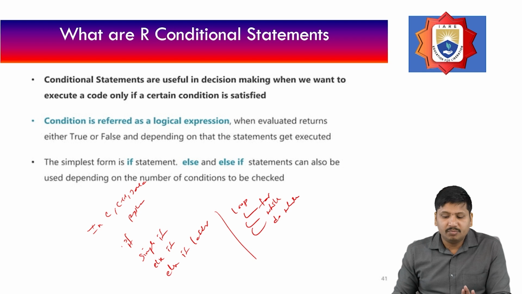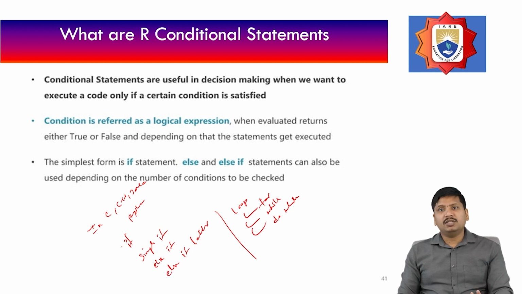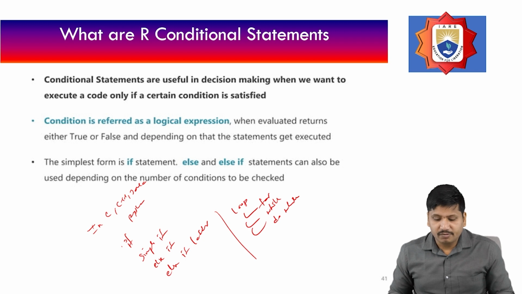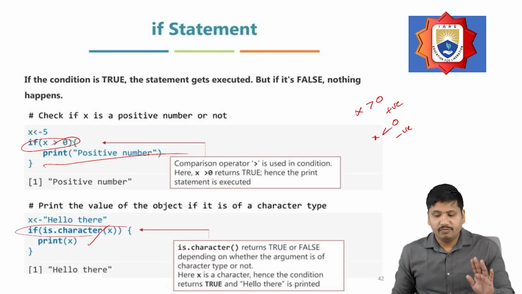And these conditional statements are common in many programming languages. Mainly the condition should be a logical expression, and the simplest form is the if statement, then if else, nested if else, and the else if ladder. And the loop statements are the while loop, simple loop, and for loop.